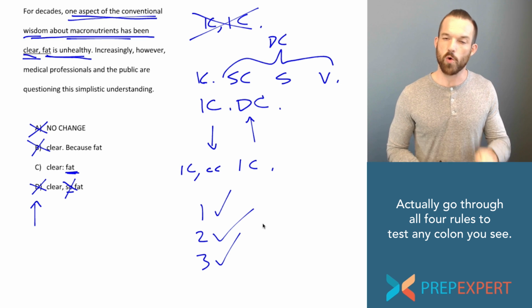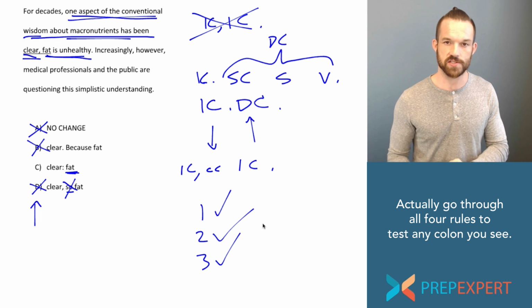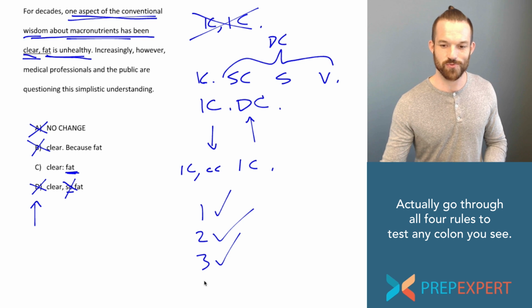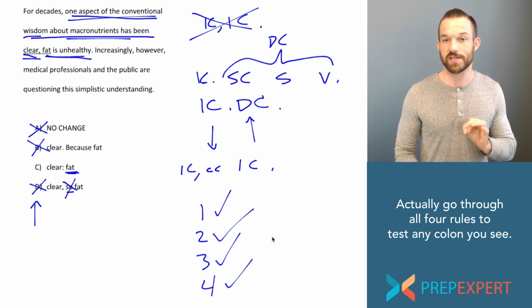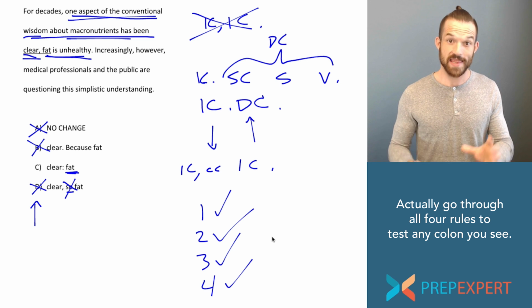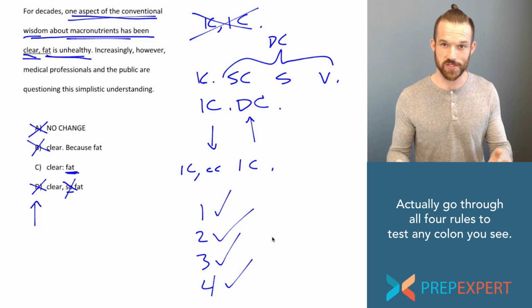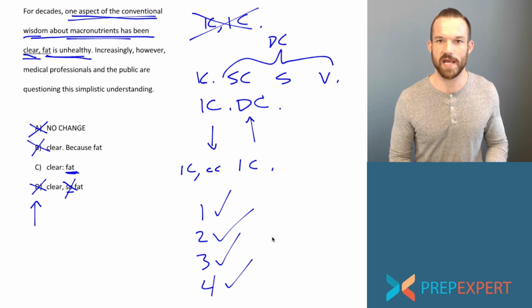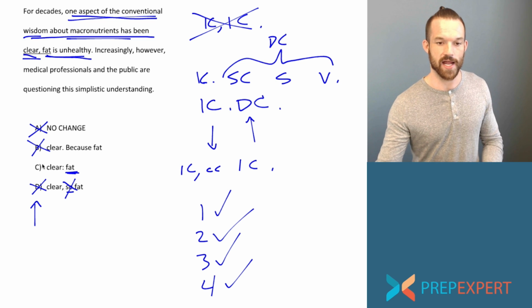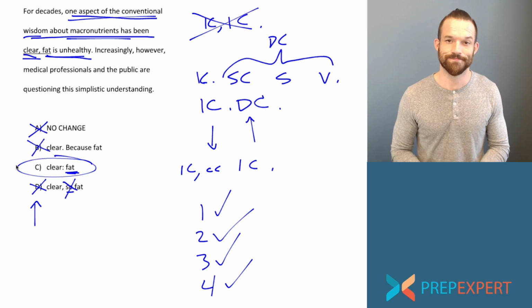Finally, rule number 4: once you fulfill the sense of expectation, you have to stop talking. I think we've obeyed that here as well because we fulfilled the sense of expectation by observing that it used to be asserted that fat is unhealthy. That is the aspect of conventional wisdom that was clear. We fulfilled that sense of expectation and we didn't say anything else, so we've obeyed rule number 4. That's why our answer choice is C.